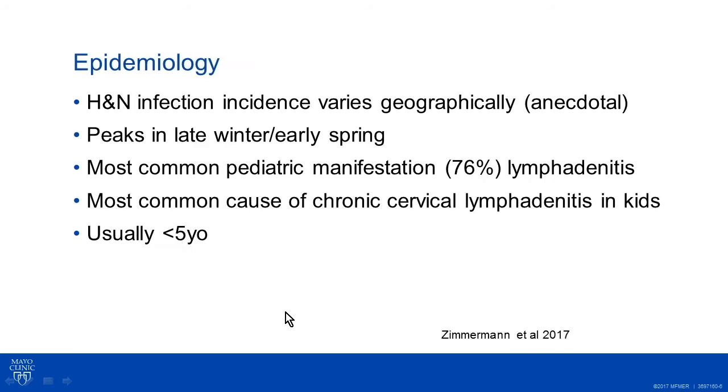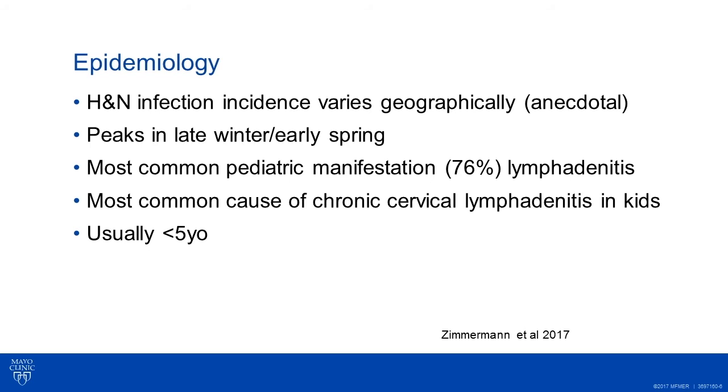So the epidemiology, interestingly, the head and neck infection incidence seems to vary geographically across the US, and Dr. Kofer, one of my colleagues, has a study going actually to look at that. But similar to tuberculosis, there does seem to be some seasonality to it. It seems to peak in the late winter and early spring, basically during abscess season.